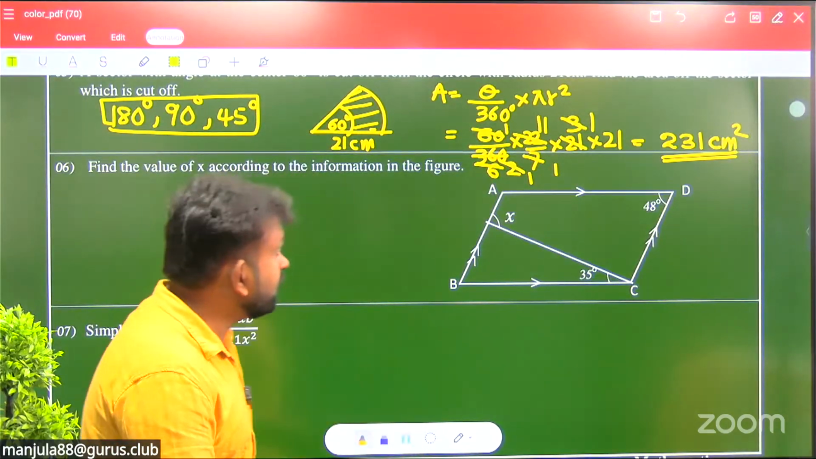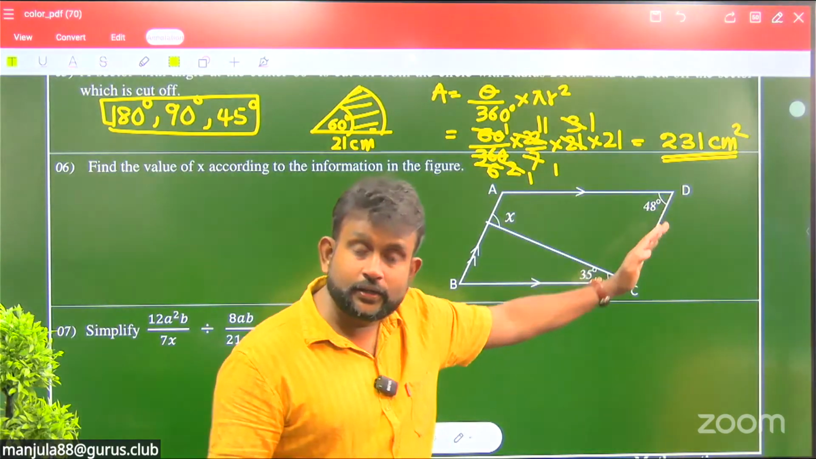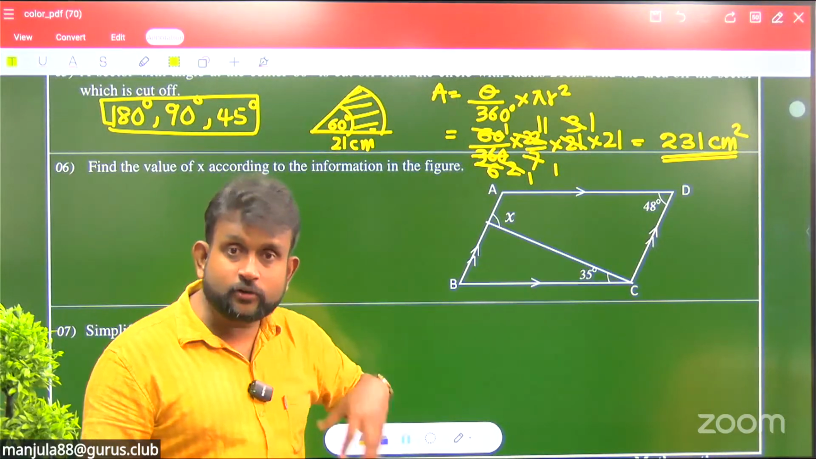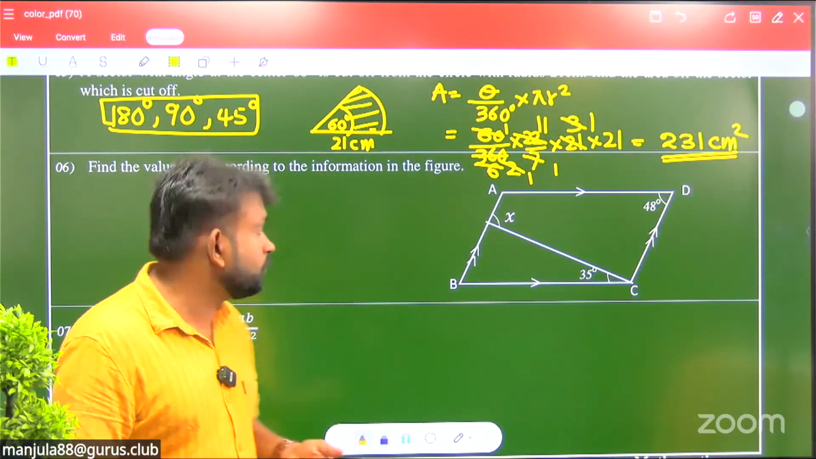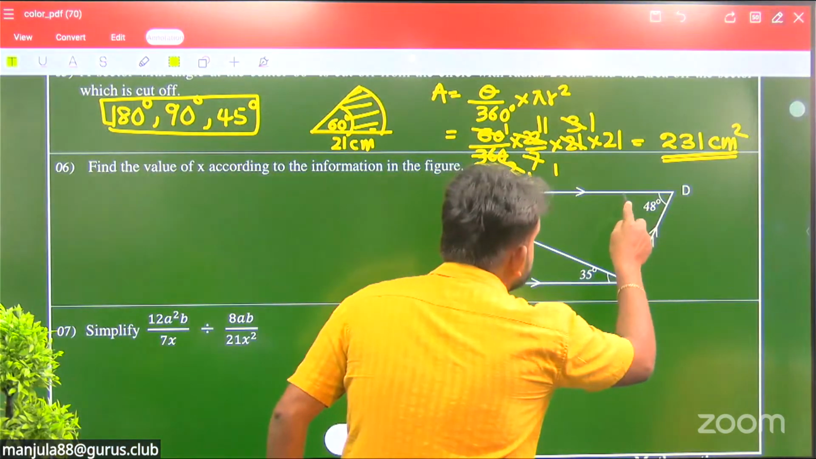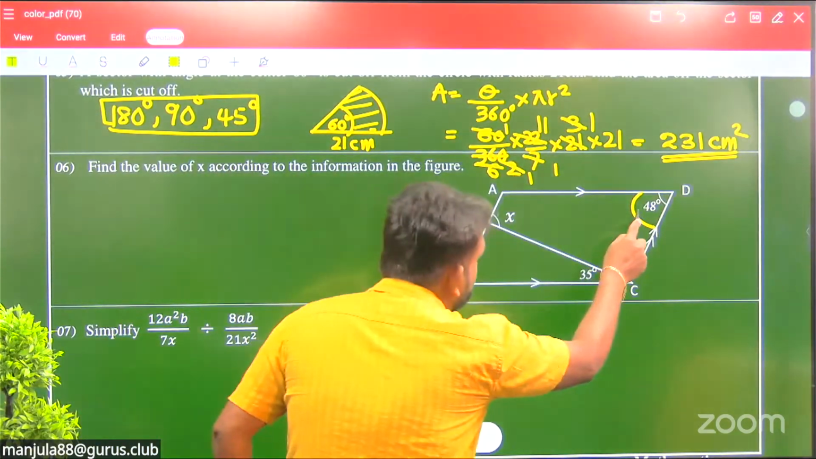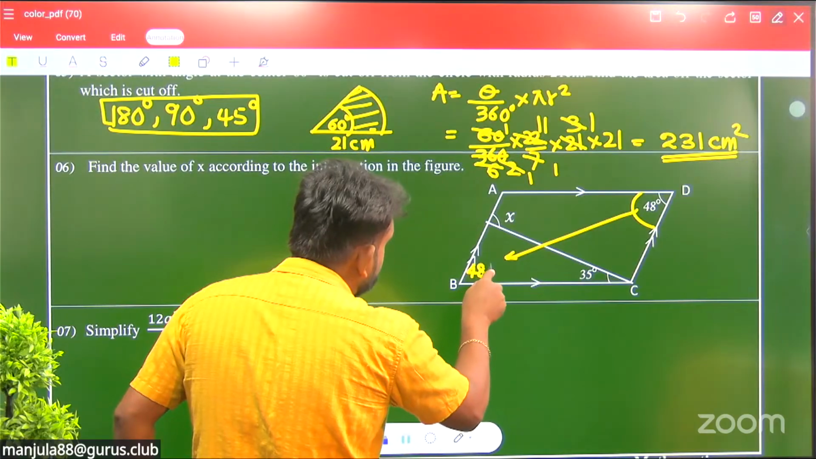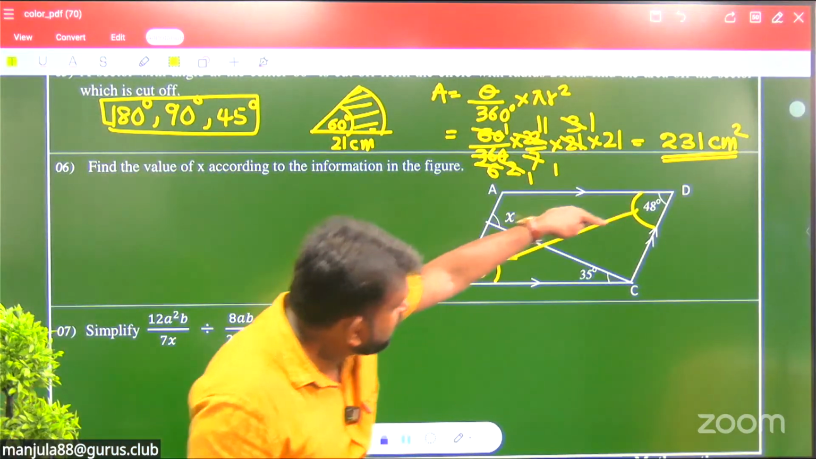Here I can see the opposite sides are parallel, so my mind says this is a parallelogram. In a parallelogram, the features would be realized. What are the features here? Here the opposite angle is 48 degrees. This angle is opposite to this angle at B. In a parallelogram, the opposite angles are equal. So here 48 means here 48.